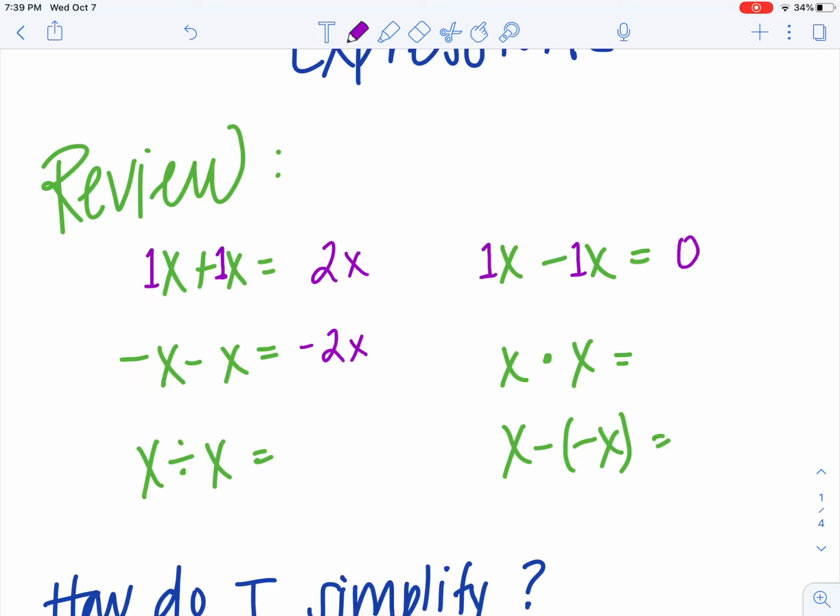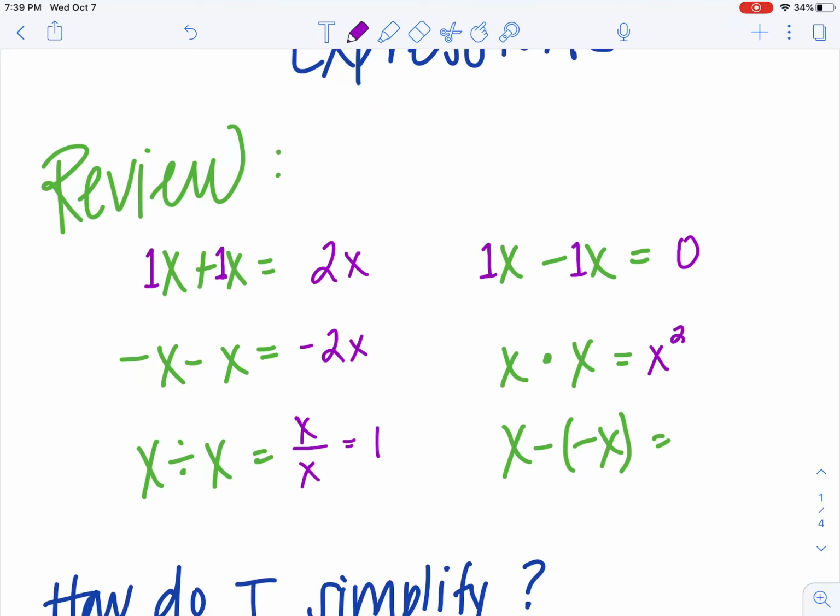Then there's x times x. When we're multiplying two of the same variable, we get into what is called an exponent. So this becomes x squared. Next we have x divided by x. So we could rewrite this as x over x that way, and it becomes a little bit more clear that this is just 1, because anything divided by itself is just going to be 1.